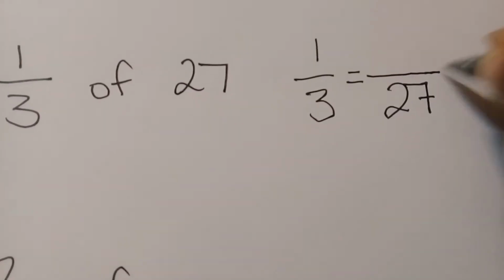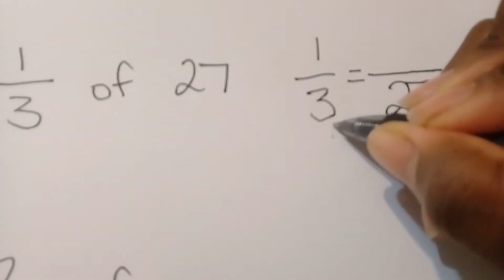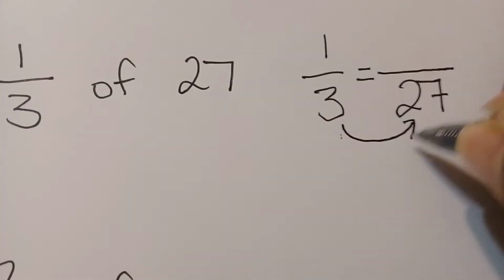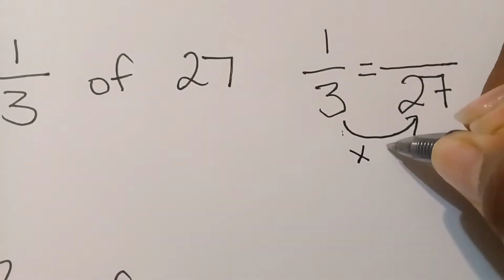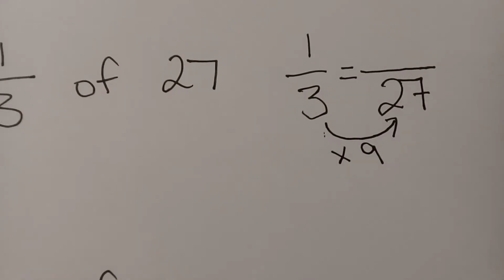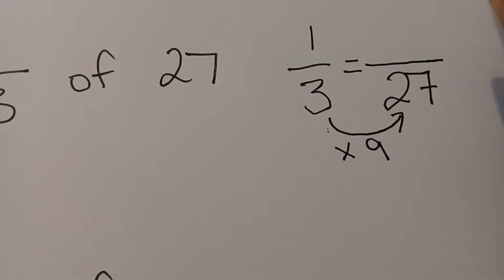So I need to find 1/3 of 27. How do I get from 3 to 27? Well, I multiply by 9. If you know your times tables, trust me, this is a whole lot easier.